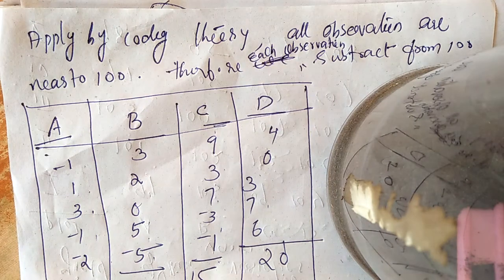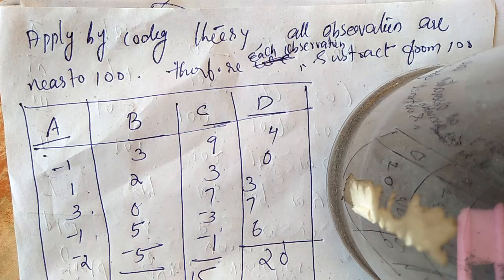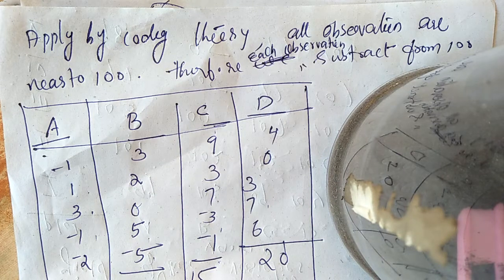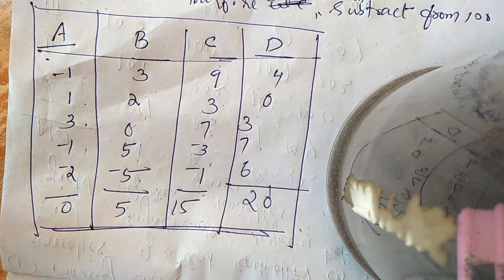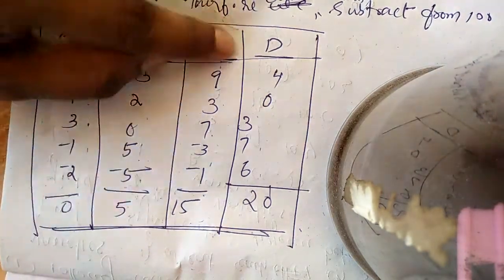Here the given observations are 4 varieties and 5 plots. Each observation is near 100, so I used coding theory. I subtracted 100 from each observation, so I got new observations. The new observations are smaller than the given observations, so we can work more easily. So I find out the column totals.